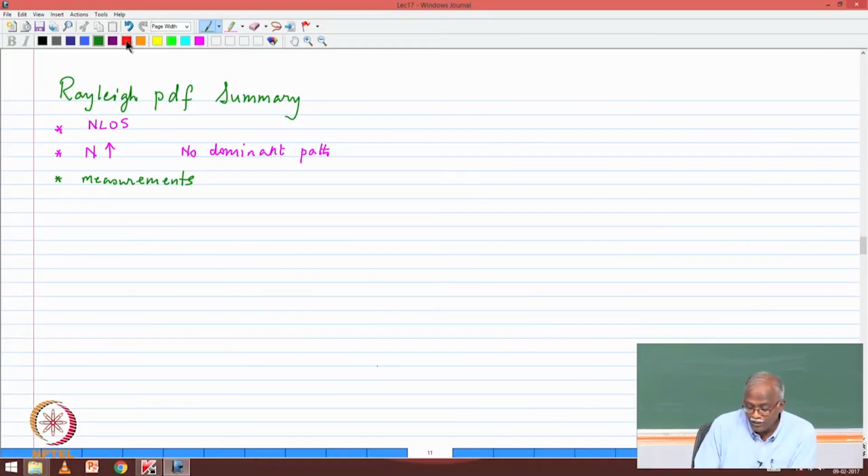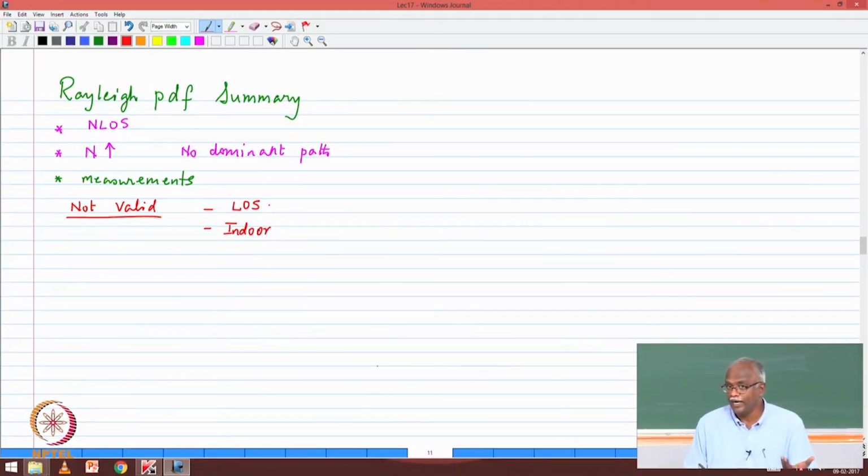Maybe an important question is, when is it not valid? Again, it's important to say the negative side, saying that okay, you don't use it under these conditions. First and foremost, if there is a line of sight, the channel will not be Rayleigh statistics. Second, when you are in indoor environments, it may not have Rayleigh distribution. Why? Number of scatterers, because indoor there are not as many scatterers as you would have.